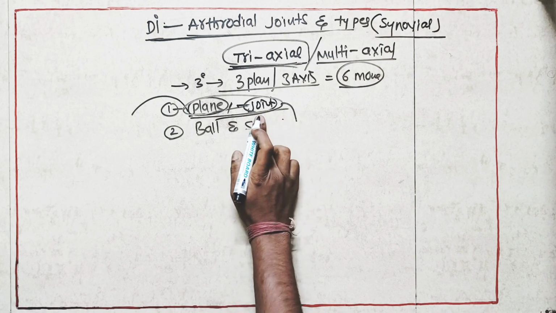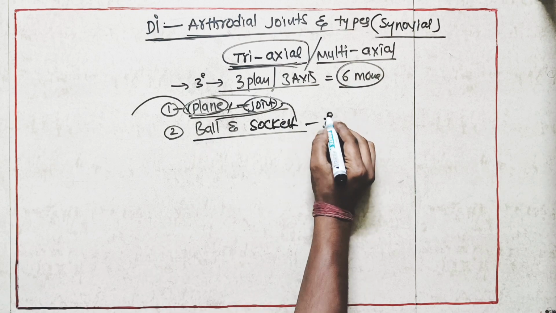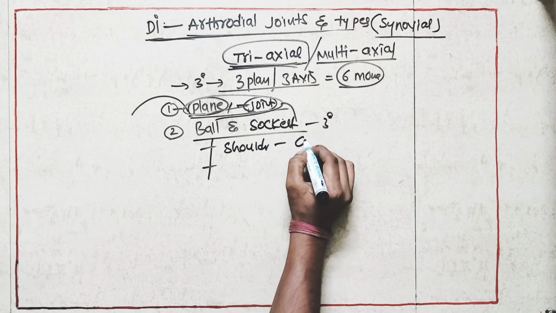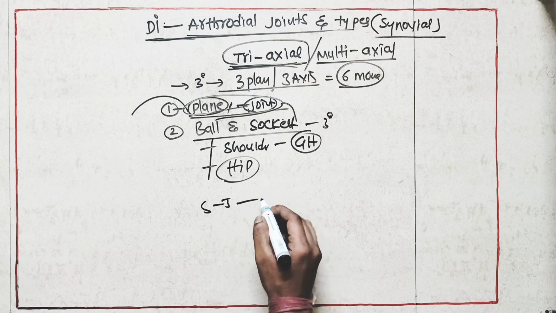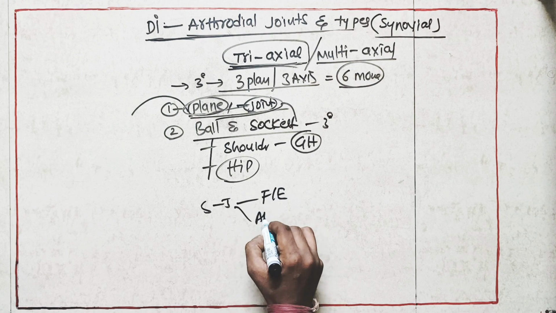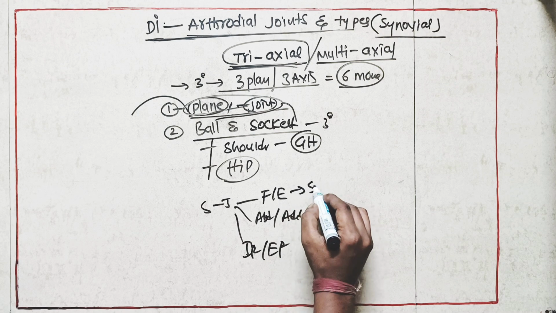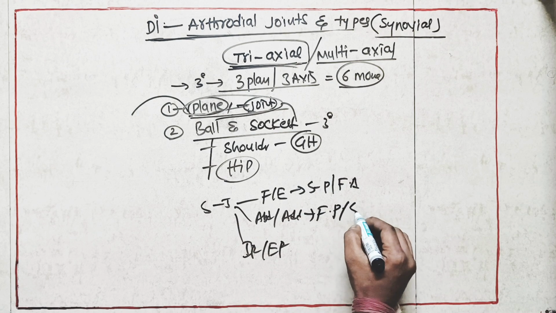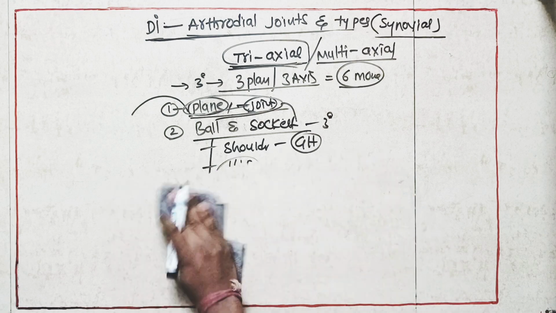Now we'll see ball and socket. This we know very well. Ball and socket. Here 3 degrees of freedom will be there. Examples for ball and socket, we have shoulder joint. Simply we can tell GH joint, glenohumeral joint, and hip joint. Here we know shoulder joint movements. Here we will be having flexion, extension, abduction and adduction, and internal rotation and external rotation. Flexion, extension, sagittal plane, frontal axis. Here abduction, adduction, frontal plane and sagittal axis. Internal, external rotation, transverse plane and vertical axis. So these are the examples for the ball and socket joints.